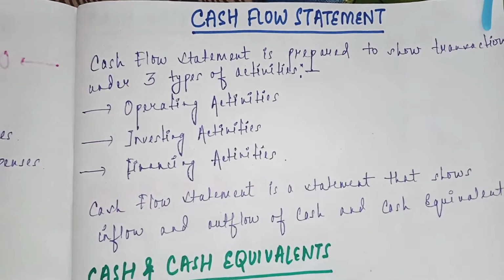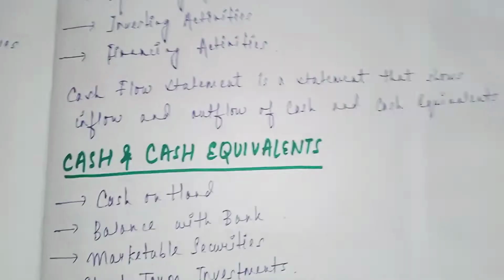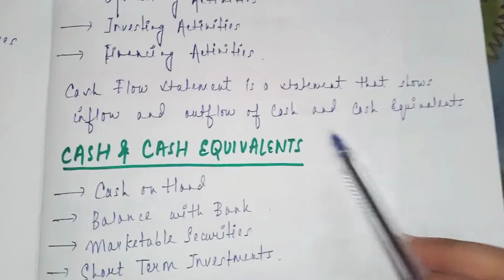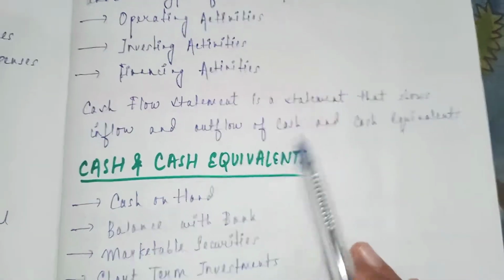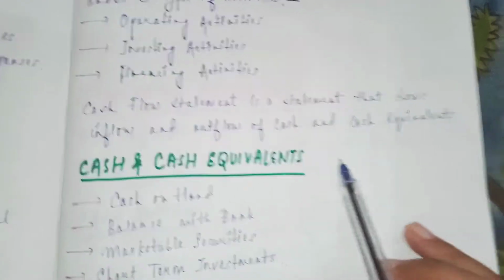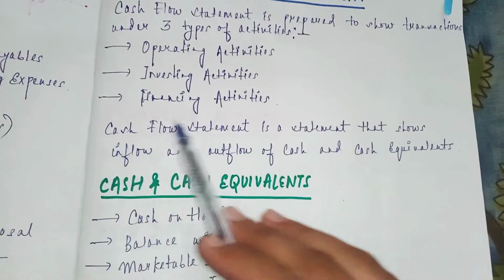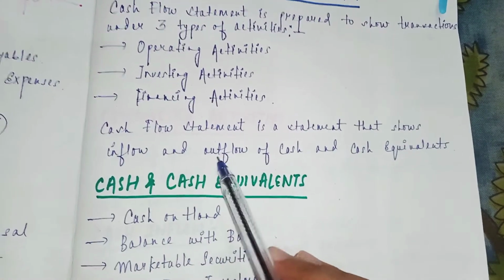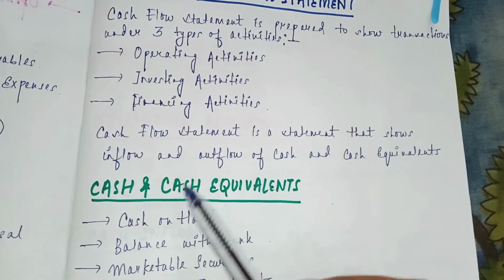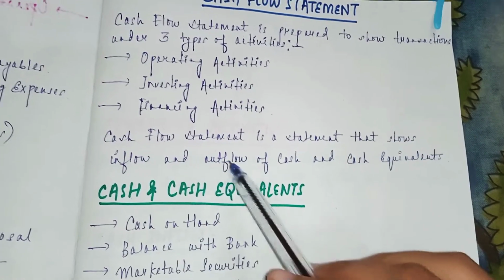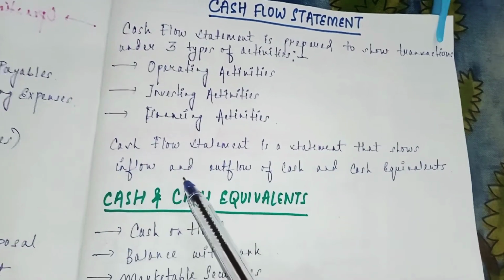Now, what do you understand by cash flow statement? The cash flow statement is a statement that shows the inflow and outflow of cash and cash equivalents. Now, this statement is prepared to show the inflow and outflow of cash and cash equivalents. First, I will make you understand what the inflow and outflow are. The inflow means when the cash is coming into your business, and the outflow means when the cash is going out of your business. For this, we prepare a statement in our business.